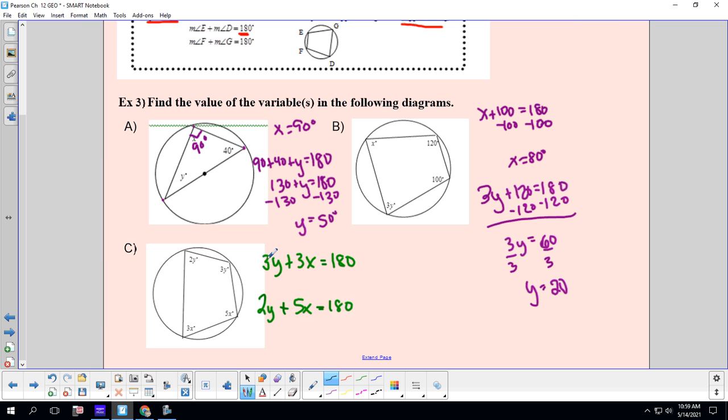So I'm going to use a multiplying factor to get rid of my y. So I'm going to multiply the top by -2 and multiply the bottom by 3. When I do that, watch what happens. I get -6y minus 6x equals -2 times 180 is -360. And then 3 times 2y is 6y. 3 times 5x is 15x. And 3 times 180. Well, let's get the calculator out.